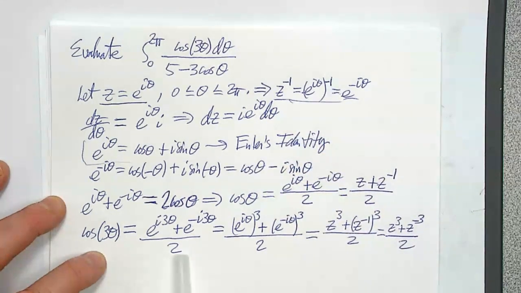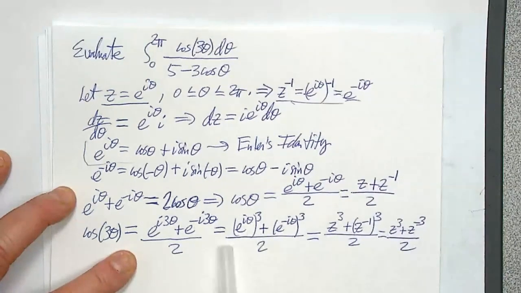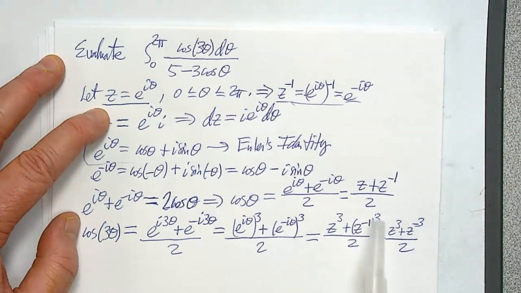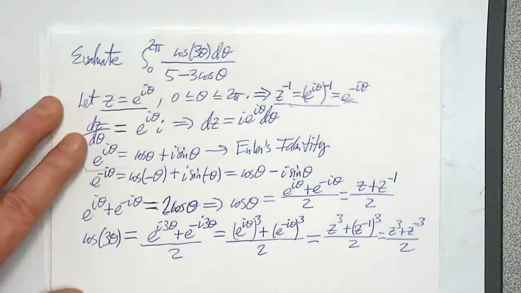And cosine of 3 theta is, we can just plug 3 theta in for theta here, but that's the same as this. And then that's the same as, because z is e to the i theta, that's z to the third, and this is equal to z to the minus 1, so we get that.